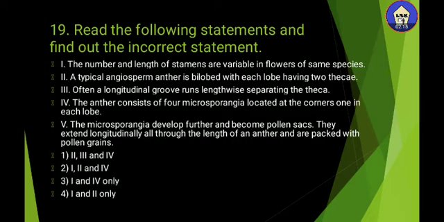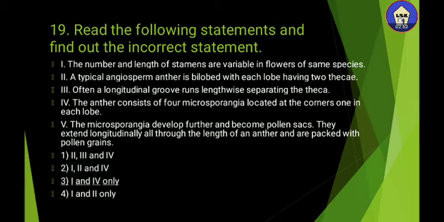So what is the right answer here? They are asking the incorrect statement. So which are the incorrect statements? Some statements are incorrect here. The answer is option 3, 1 and 4. Why 1? Statement 1 is wrong. Let us see that. The number and length of stamens are variable in the flowers of same species. In the same species, that should be similar. So the number variation is not possible. Even in all the flowers, the same type of length will be there. So the statement 1 is wrong.